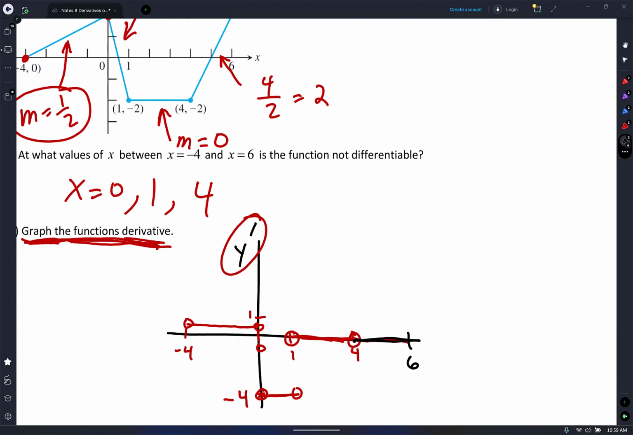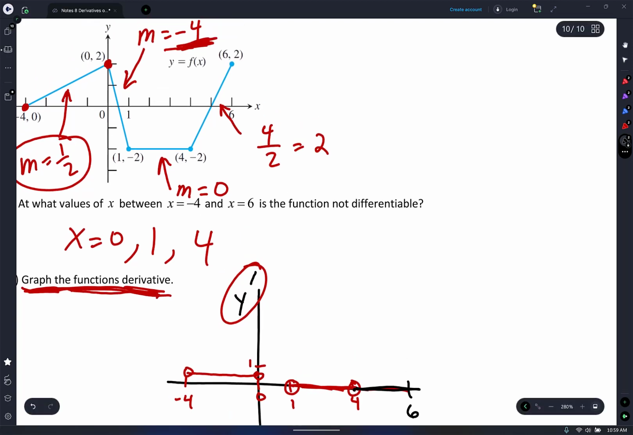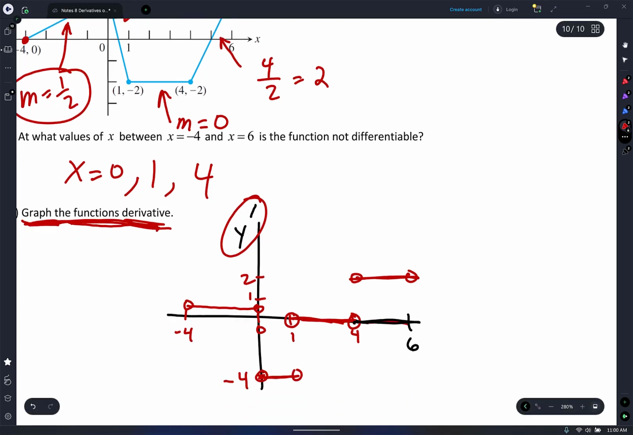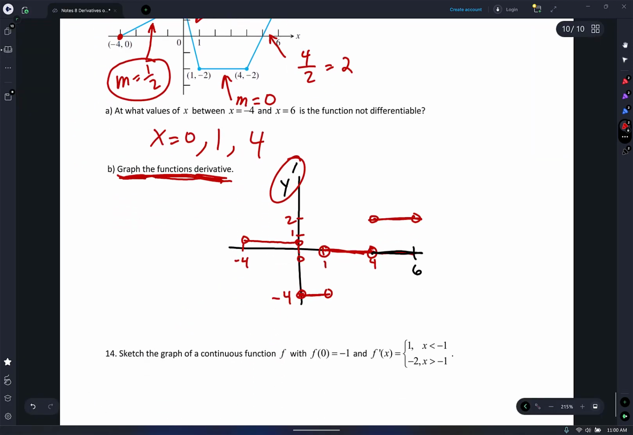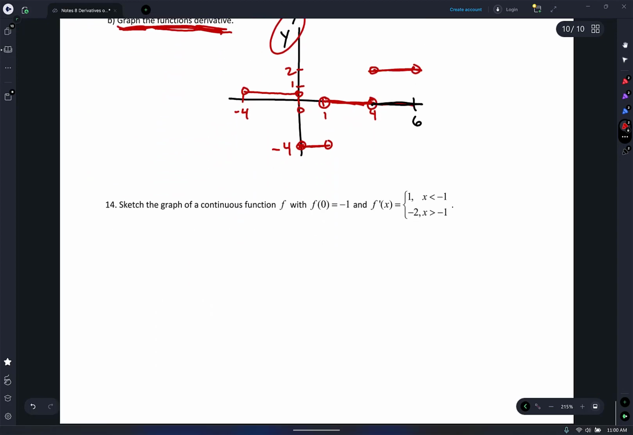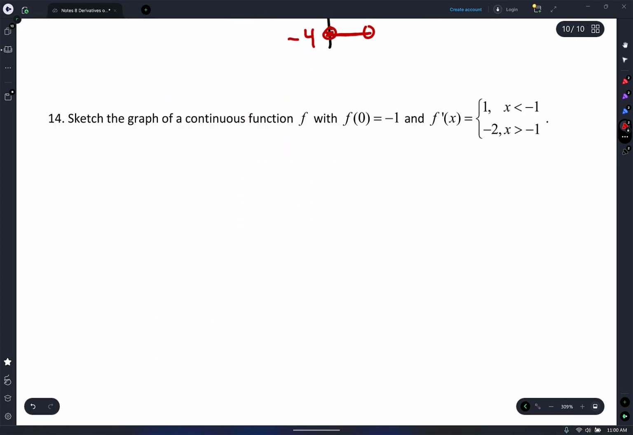Okay. What is my slope between 4 and 6? So I'm going to say this is 2, and I'm going to put an open hole here at 4, open hole at 6, and connect them. And there it is. That's how my derivative values look for that graph. Are we okay? Okay, no. It's actually very simple. It's just going to take some time initially.